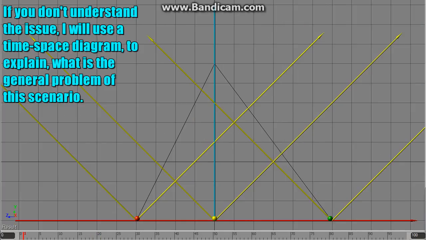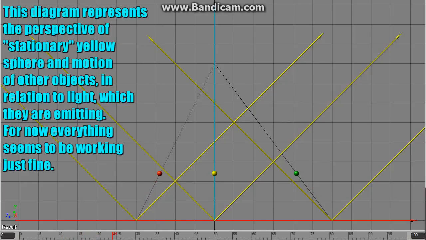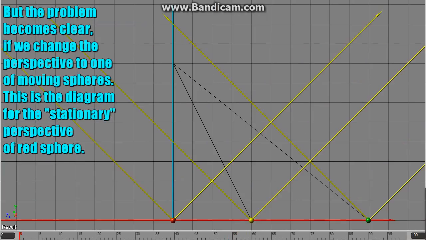If you don't understand the issue, I will use a time-space diagram to explain what is the general problem of this scenario. This diagram represents the perspective of the stationary yellow sphere and the motion of other objects in relation to light which they are emitting. For now everything seems to be working just fine. But the problem becomes clear if we change the perspective to one of the moving spheres.